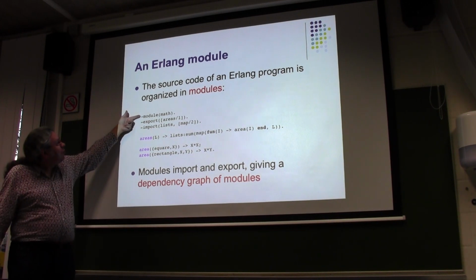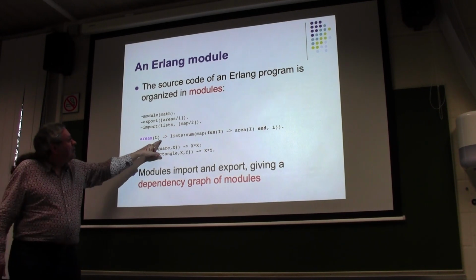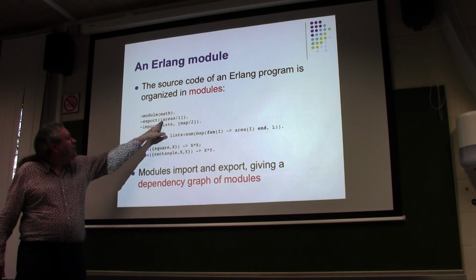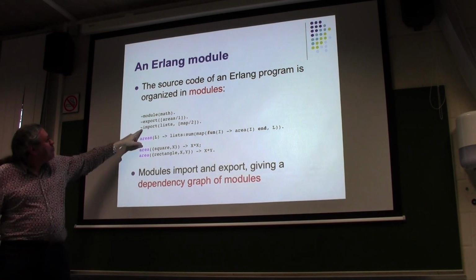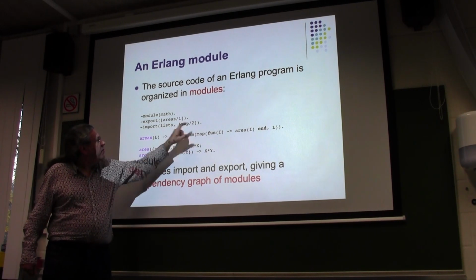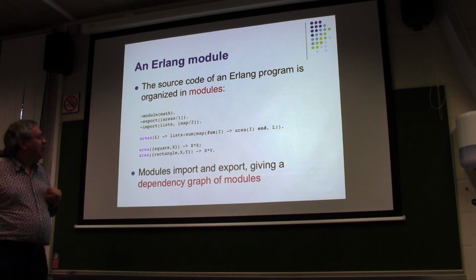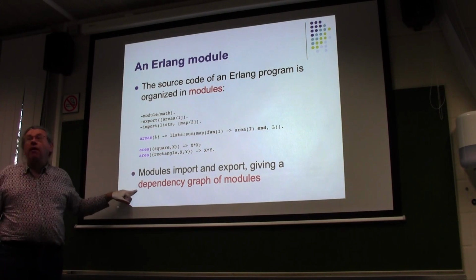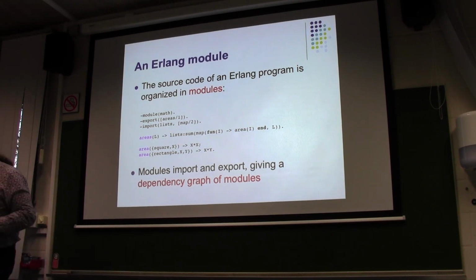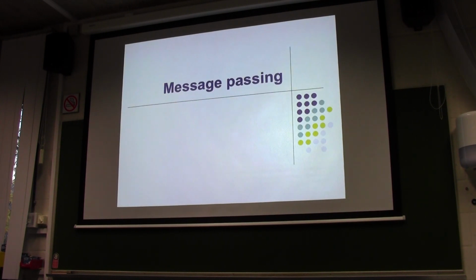So here is a module math, which exports this area function, which has one argument. So you have a list of exported functions. It also imports from another module called lists. It imports a map function with two arguments. So you basically have a dependency graph of modules. So that's very classical. There's nothing very sophisticated going on there. Okay, so that's the basics of Erlang.